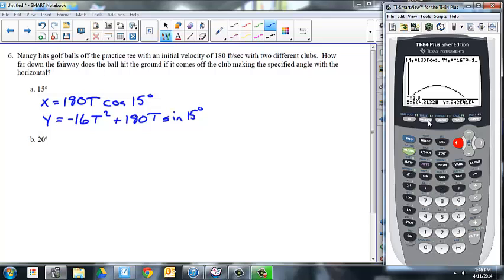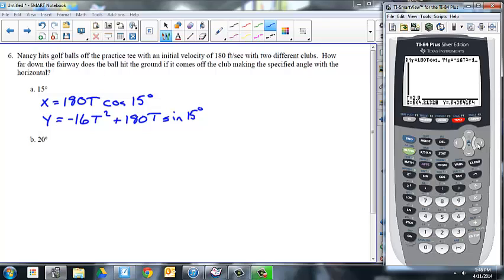So I'm going to go back to my window settings. We know it's between 2.9 and 3 seconds. And I'm going to start narrowing things down. So 2.9 to 3, and we'll change the t-step to 0.01. And let's take a look at what that graph looks like.